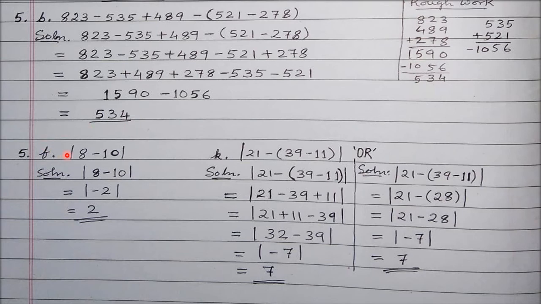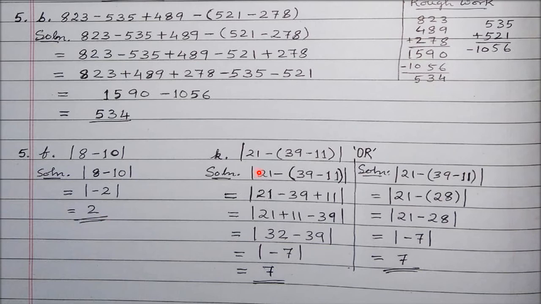Then question number 5F. Here we have to find the absolute value of 8 minus 10. Now 8 minus 10, see 8 is positive, 10 is negative. Negative is more. So 10 minus 8 is 2. So the sign of the negative will be used, minus 2. Now the absolute value of minus 2 will be 2, or say positive 2.